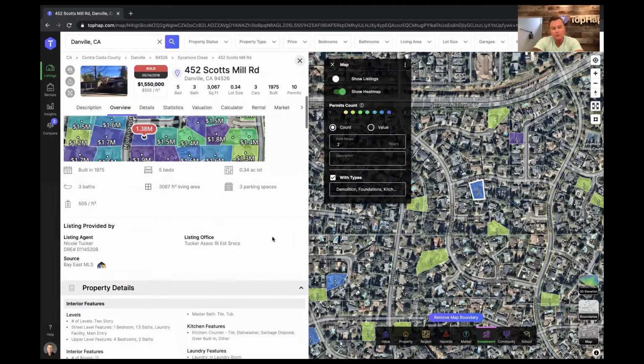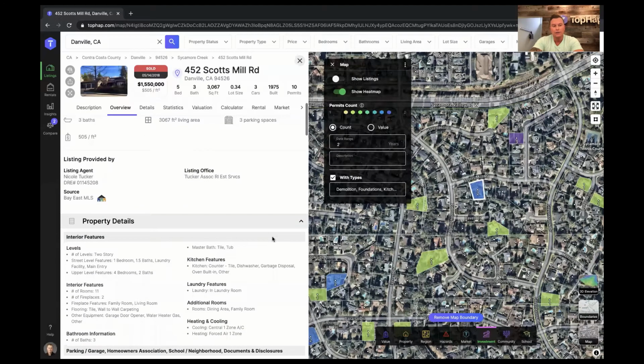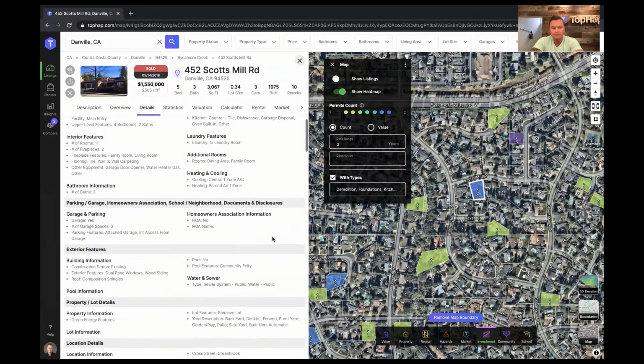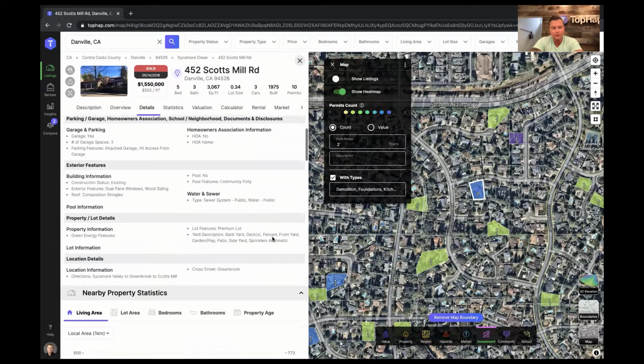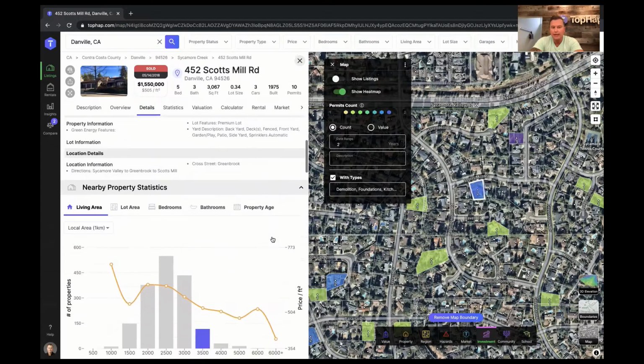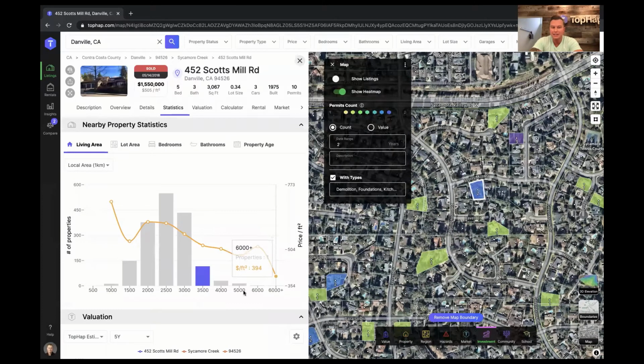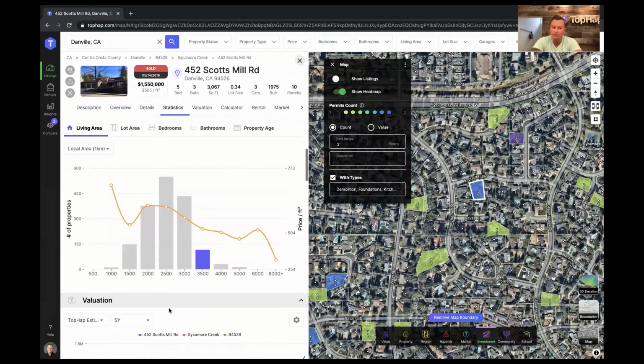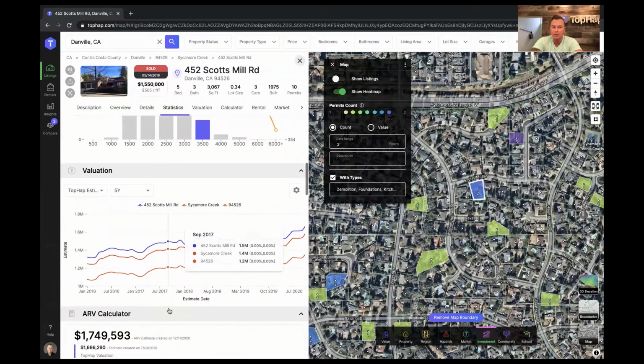Okay, so as we scroll down, you have full property details, interior, exterior, parking information, views. We have nearby property statistics. This is showing you what the price per square foot does based on the size of the house within this neighborhood. We show you the valuation history, in this case going back 5 years, and how this property compares to its neighborhood and its zip code.